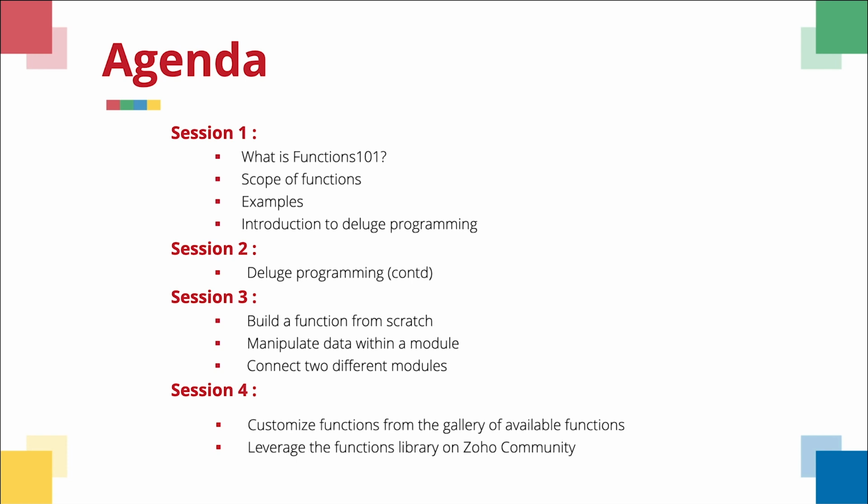From the fourth session onwards, you'll start to understand the functions that we already have in the functions library. Now you can find a set of functions within your Zoho CRM as well as on Zoho community. Just go to community.zoho.com and you'll see a function section where you'll see a library of functions already available to you. You will start understanding these functions after session 4, and you can make the slightest of changes so that it tailors to your business needs.